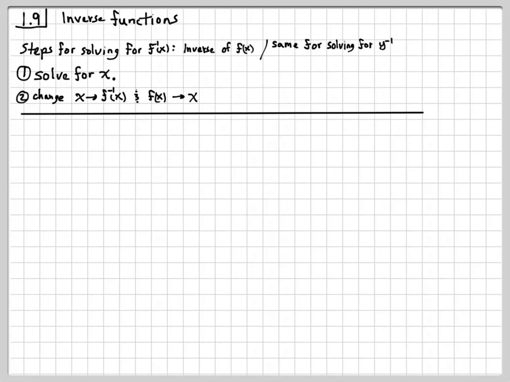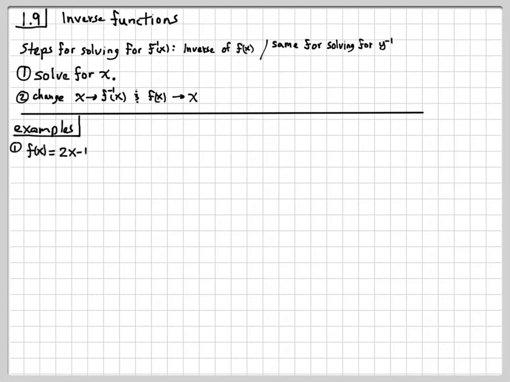Now, there's a couple of steps that we're going to do to find the inverse algebraically. Step number 1 will be to solve for x, that is, get x by itself. Step 2, we're going to change that x that we get to f inverse, and then in the expression we are to switch the f of x with x. So here are some examples.